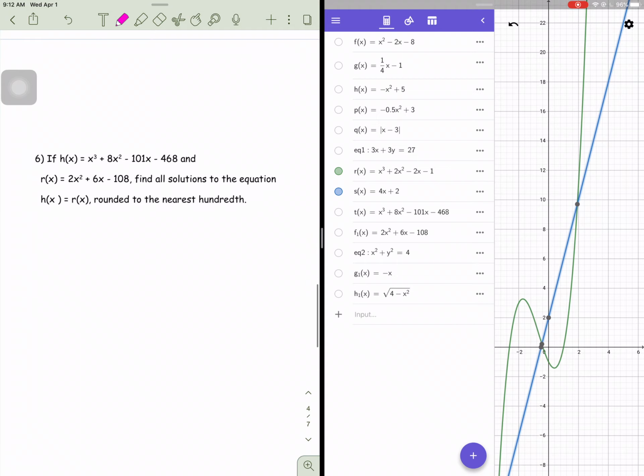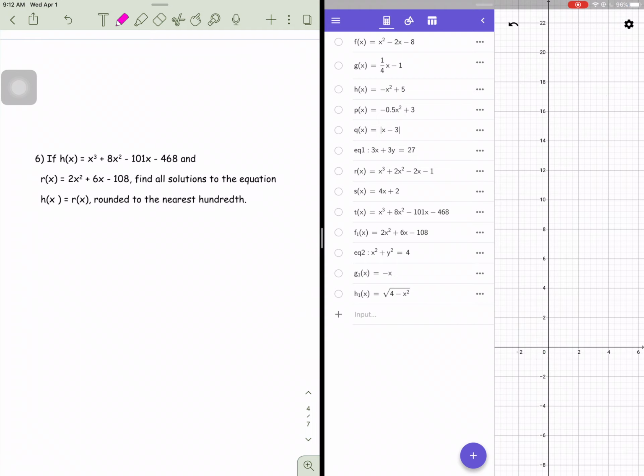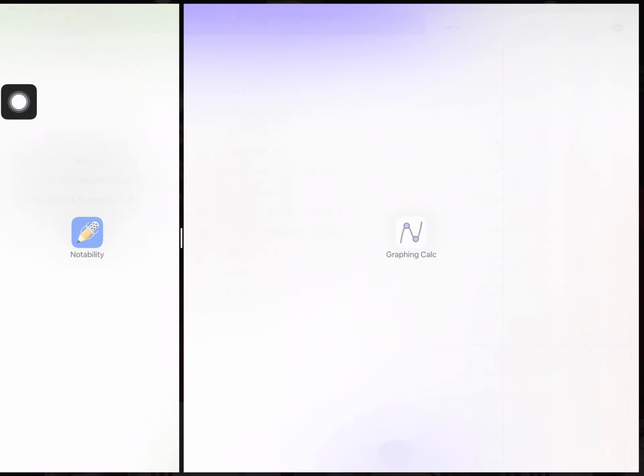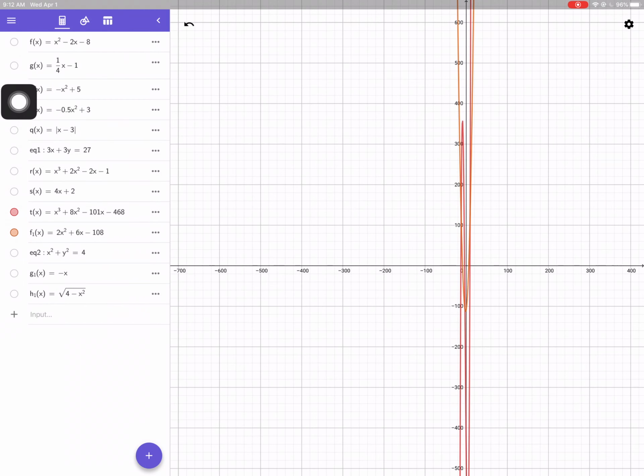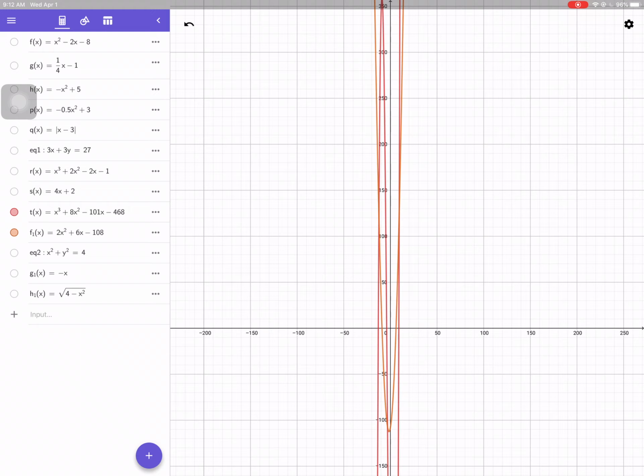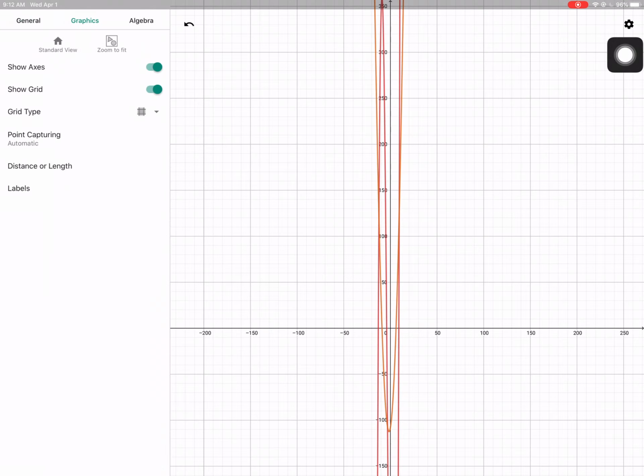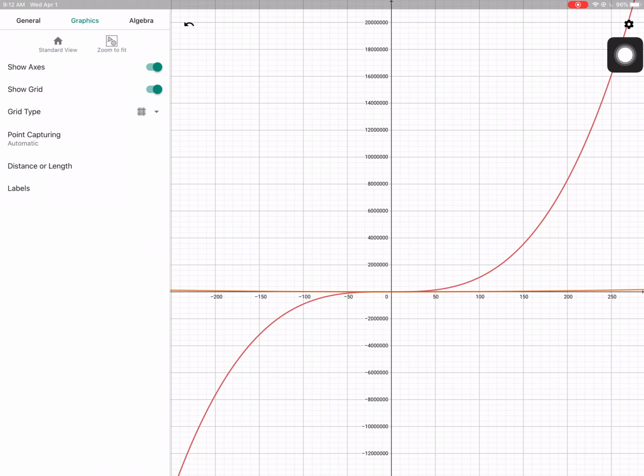Number 6, two more functions. Now this one's going to be interesting because these numbers are really big in this cubic and in this quadratic. Let's graph them both. I'm going to go full screen here. When I graph them, it's kind of scary. I can't even tell what's happening really. Well, remember, if you click the settings button in the top right and zoom to fit, it zooms it out kind of nice.